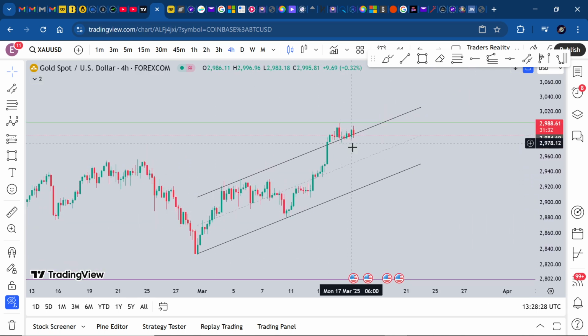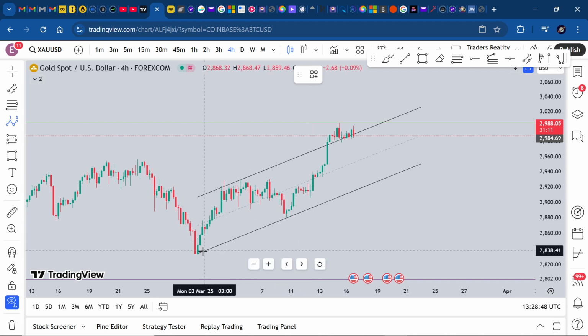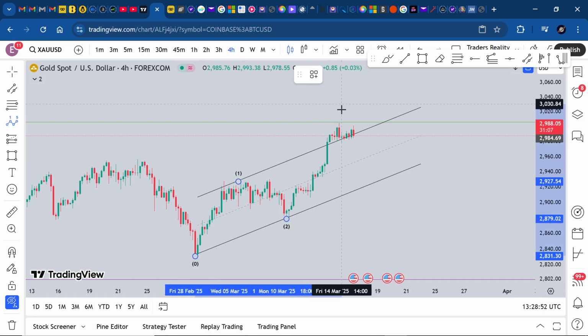As you can see, we're showing resistance at the top of the trend line, or support at the top of the channel, right? Potentially, I believe this is a 1, a 2, and a 3. We broke out the channel, Elliott waves. That means 3 is on the way. So still bullish here for gold. Looking for a 3, 4, 5.